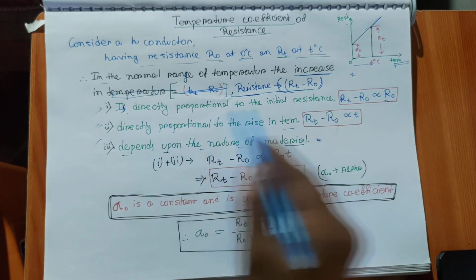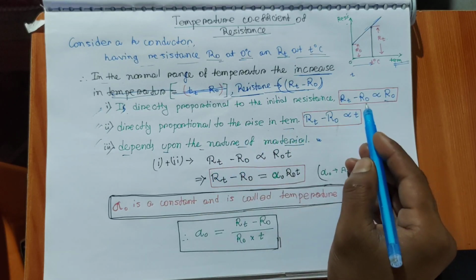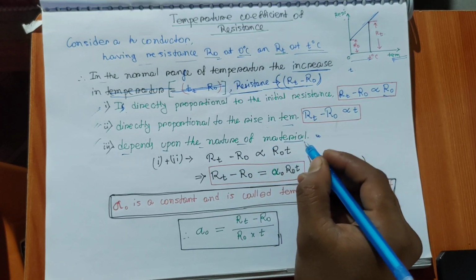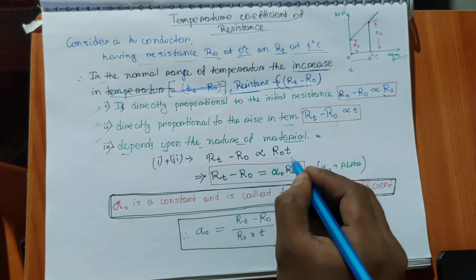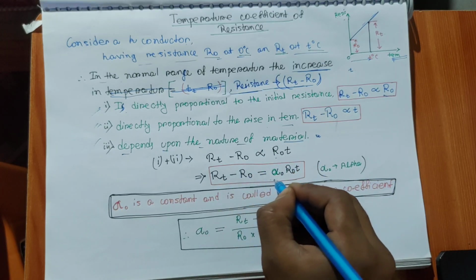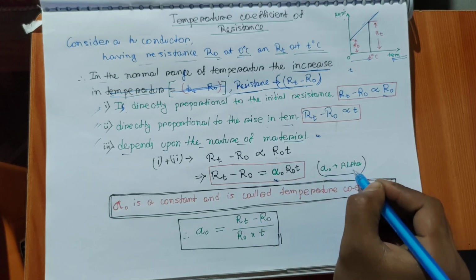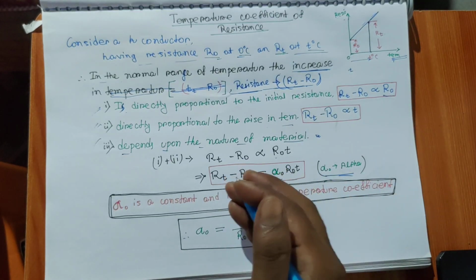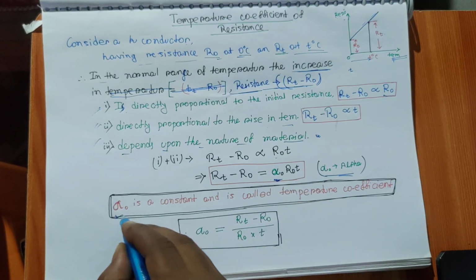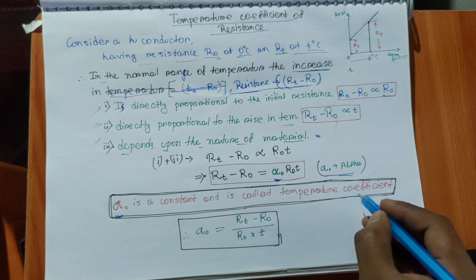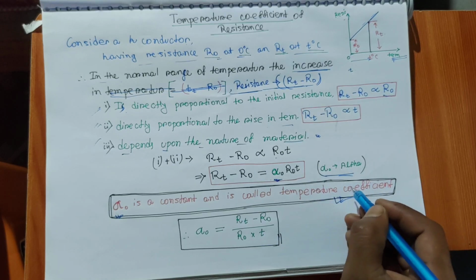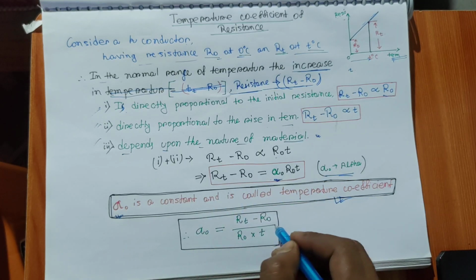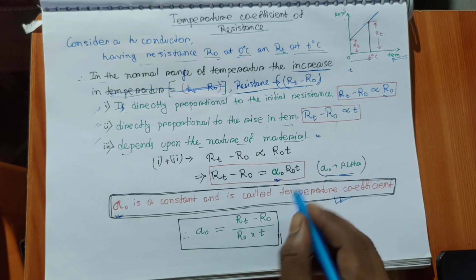Okay, if we now combine number 1 and number 2, RT minus R0 is directly proportional to R0 into T. So here we just add one constant, alpha 0. This alpha 0 is a constant and is called the temperature coefficient. You have to remember this equation. We can write from here, alpha 0 is equal to RT minus R0 by R0 into T.